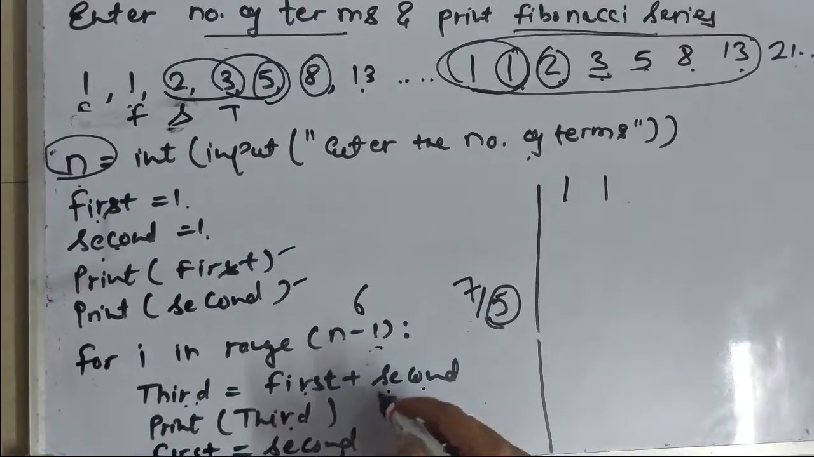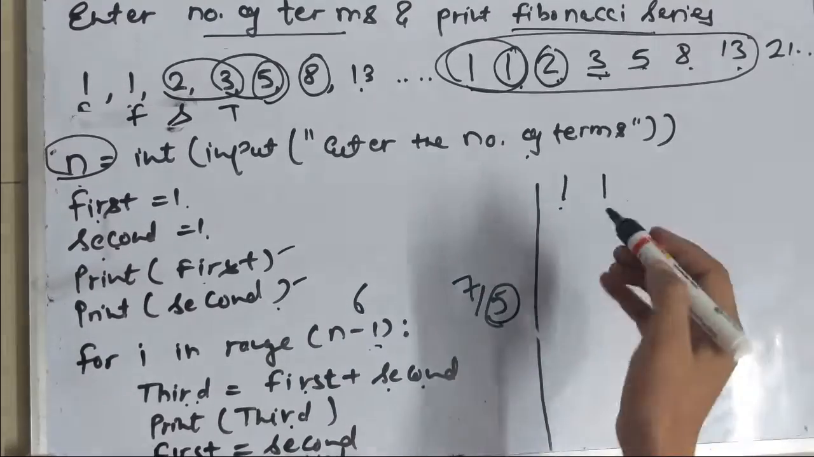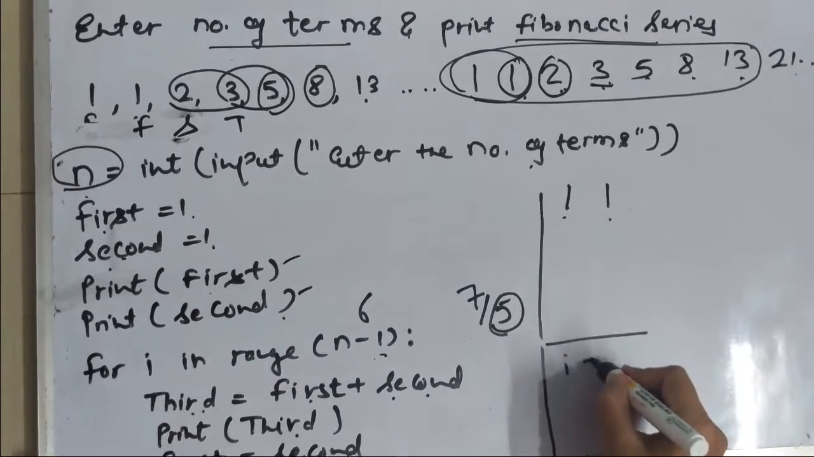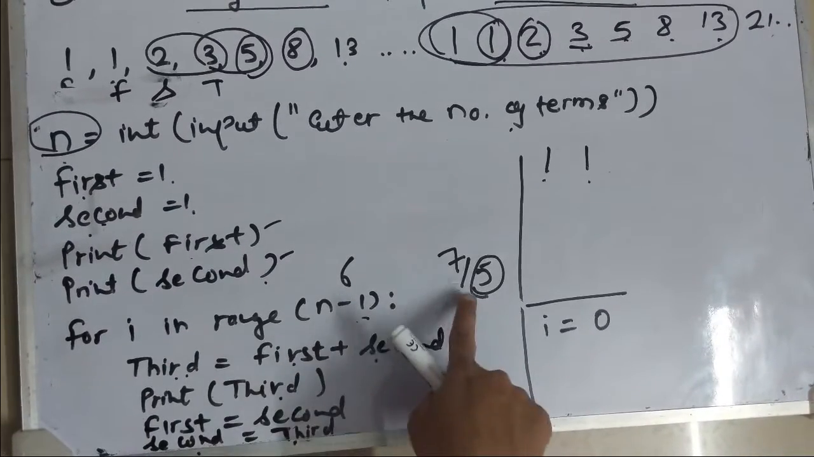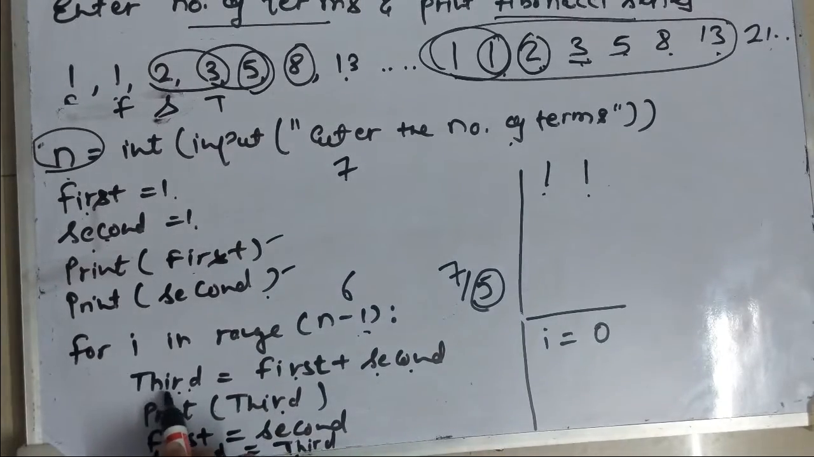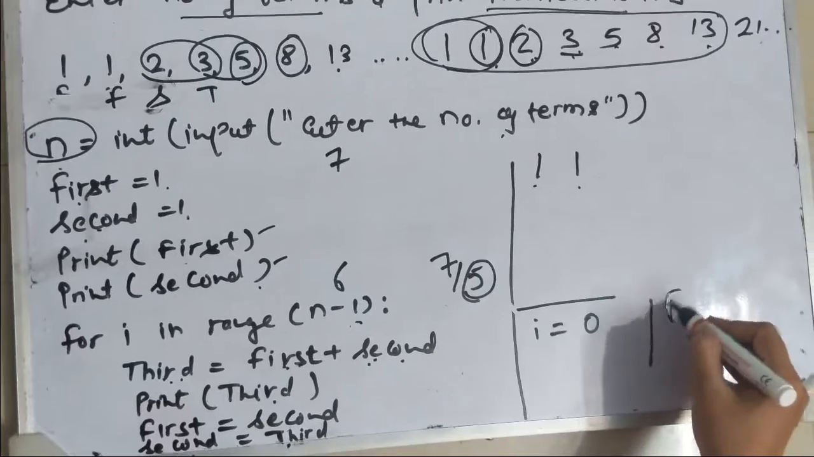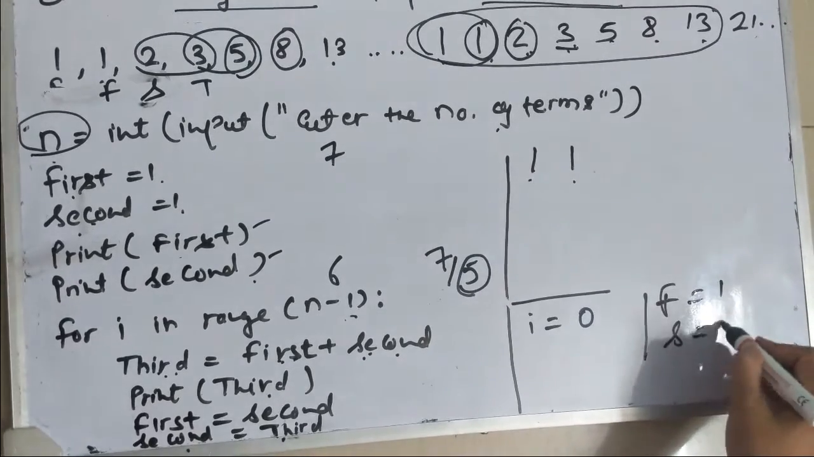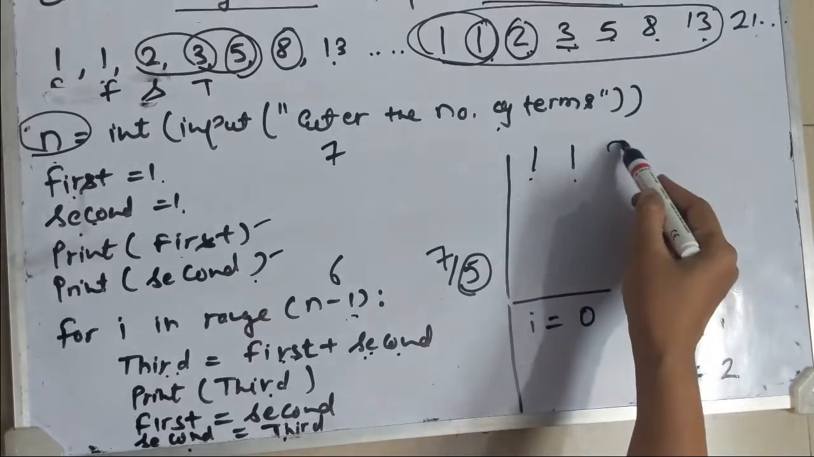So let us execute this program. I have already printed first, I have printed second. Then for the range function, the value of i is 0. It will go from 0 till 5. Suppose my n is 7. Now it will find third equal to first plus second. First is 1, second is 1, and third will become 1 plus 1, that is 2. So it will print 2.